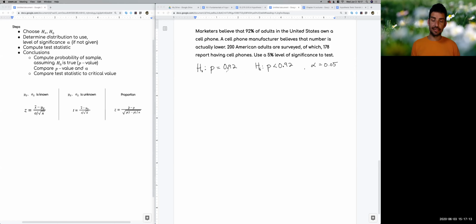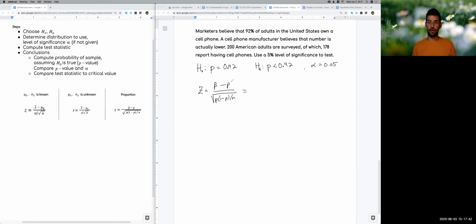So I think it's clear what test statistic we should use. I just said it again: proportion, right? We're talking about proportions. We want to know if this proportion is true, so we test with the proportion. So we compute our test statistic as p hat minus p over the square root of p times 1 minus p divided by n.